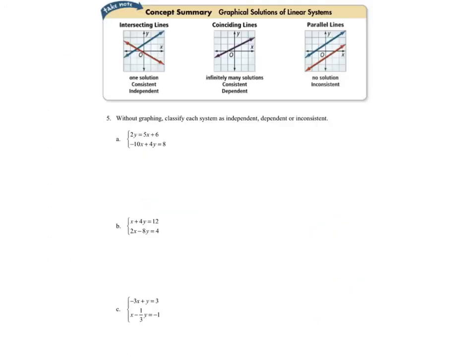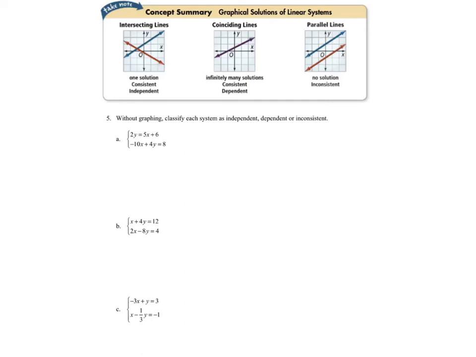In this last part, we are going to talk about how to determine what type of solutions a linear system will have without even graphing, to classify them as independent, dependent, or inconsistent. And all we need to do is put the two equations in an equivalent form. And I would say it's easiest to put them both in slope-intercept form.